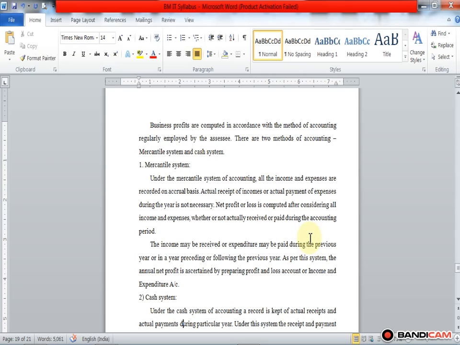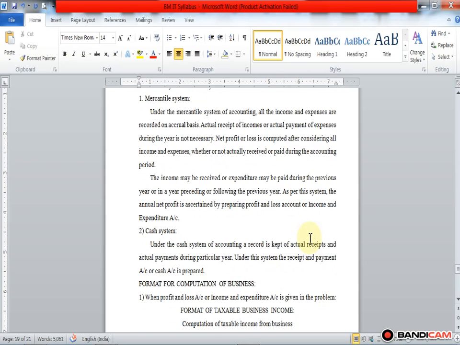So mercantile system means whether the income is earned or not, if it is recorded in the books of accounts, it is called mercantile system. Whether the expenses are paid or not, if it is recorded in the books of account, it is known as mercantile system of accounting. The income may be received or expenditure may be paid during the previous year or in a year preceding or following the previous year. As per this system, the annual net profit is ascertained by preparing profit and loss account or income and expenditure account. We get a net profit of the concern, and according to that net profit, we compute the business income. So here is the mercantile system, and then the second method is cash system.